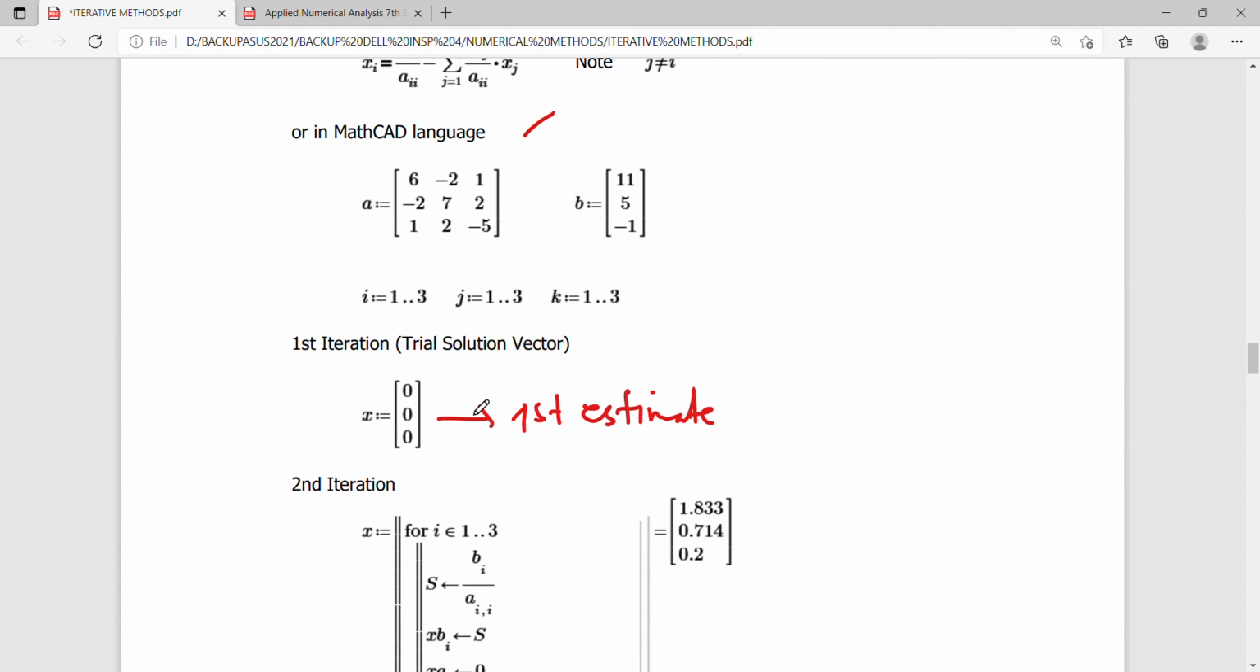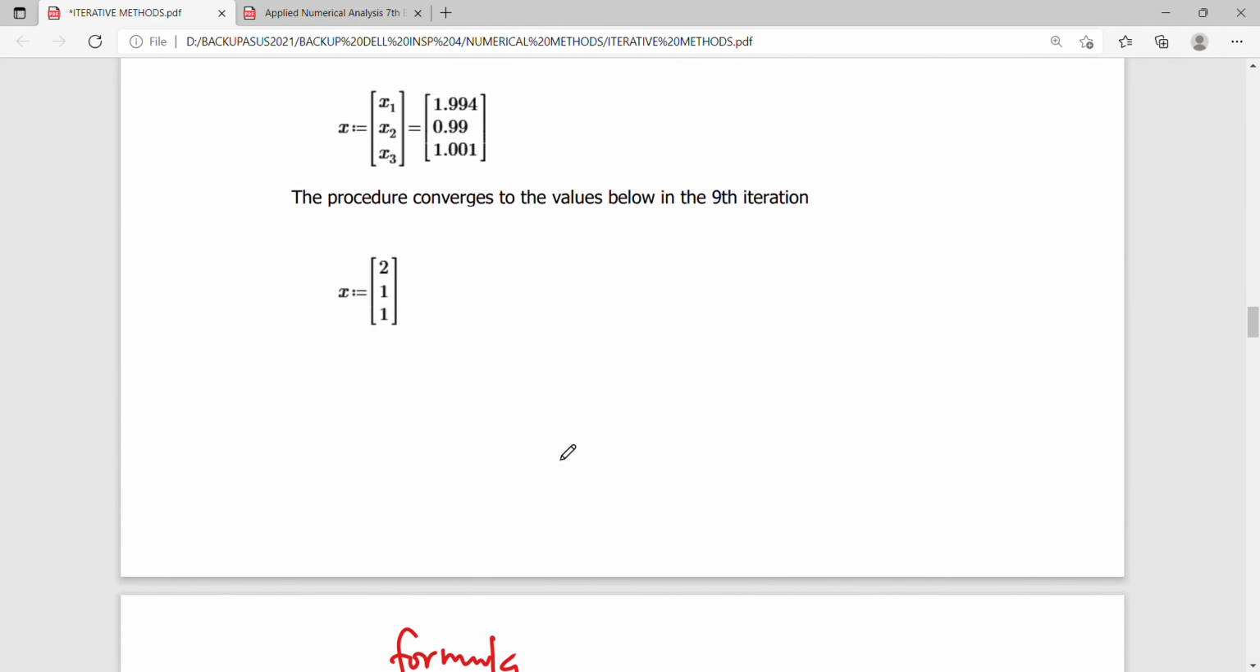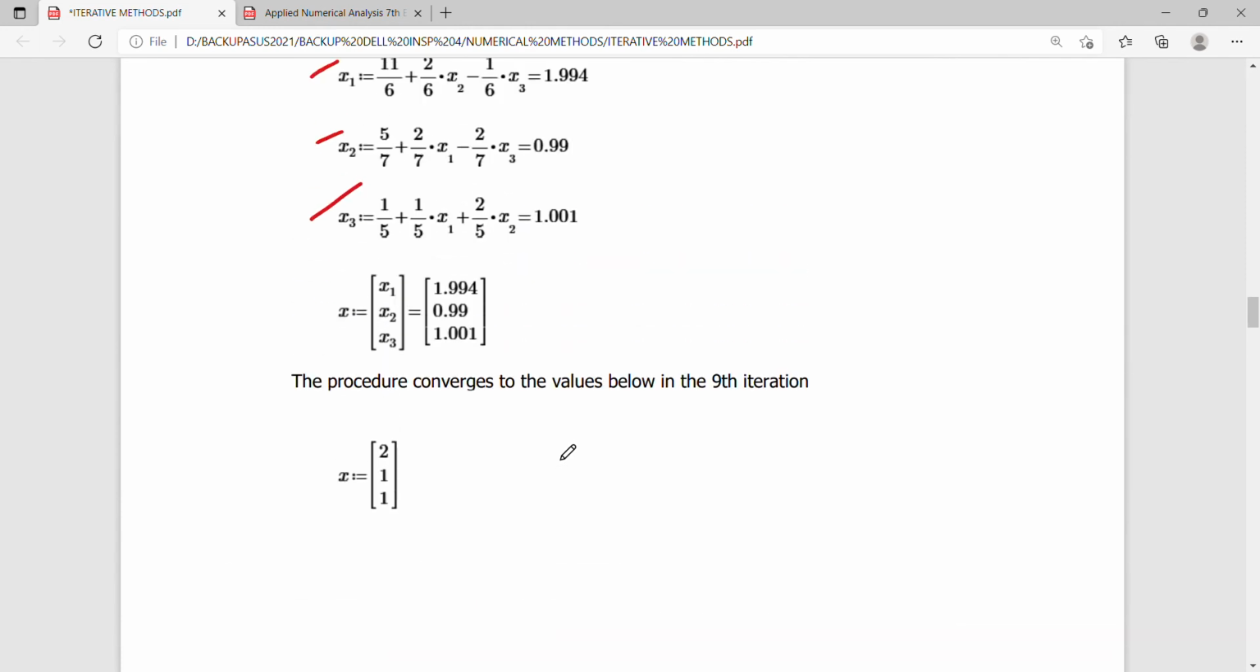Of course, it's more advantageous to use a program if you know how to do it. But if the system involves only three equations and three unknowns, I think this manual computation will be very effective in solving such kind of system of linear equations. Thank you very much, and I will proceed to the next method in the succeeding video.